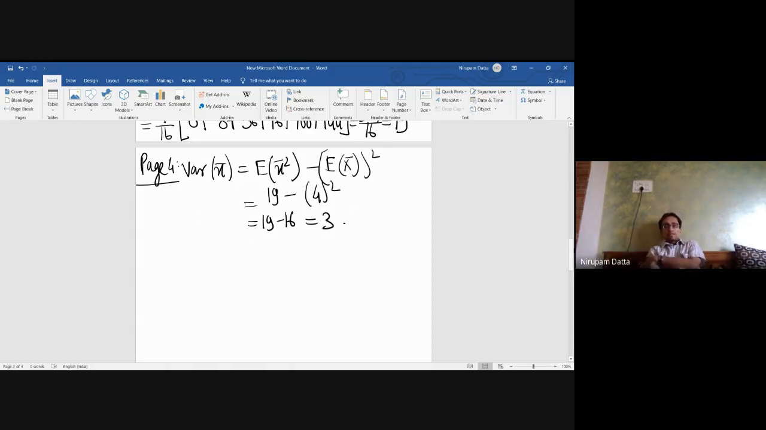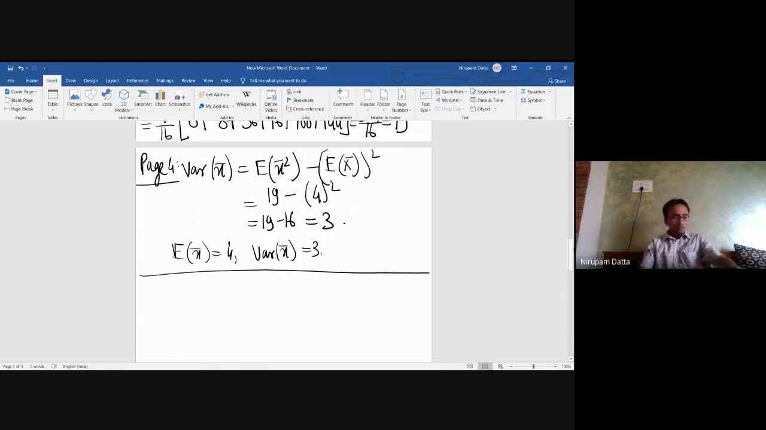So expected value of the sample mean is how much? 4. And the variance of the sample mean is how much? 3. So that concludes the problem. Next, we get to example 16.4.